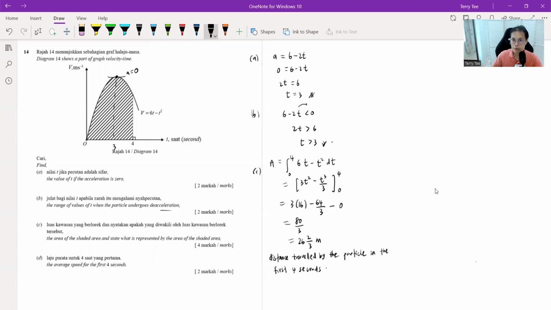Okay. Now, lastly, the average speed for the first 4 seconds. Very simple. Average speed is total distance divided by total time. So my total distance is 26 2 over 3, or you can think 80 over 3. Your total time, you divide by 4. So it's 20 over 3, right? 80 divided by 4 is 20. Yeah? 20 over 3 is just 6 2 over 3 meter per second. Yeah, this question is quite simple for a normal kinematics type of question.